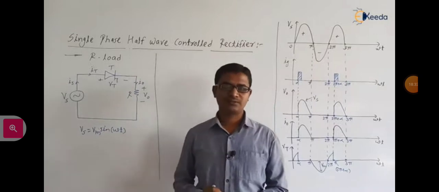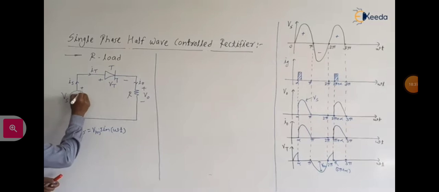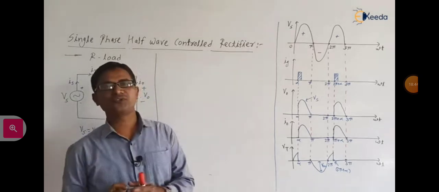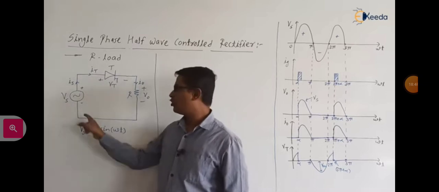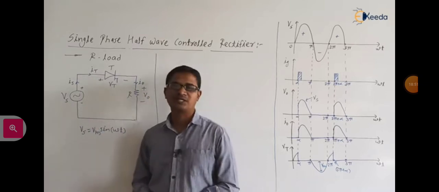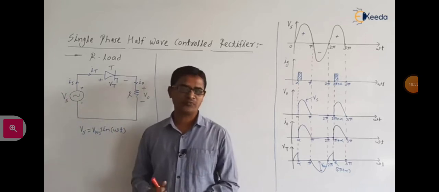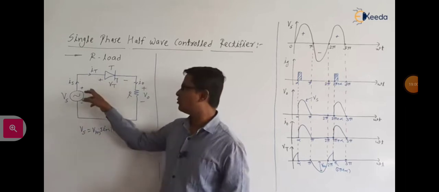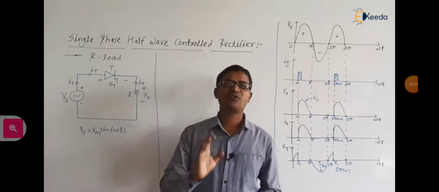Suppose Vs is positive, the polarity will be plus here and minus here. So this is the highest potential point in the circuit, and this is the lowest potential point. When Vs is positive, the highest potential appears at the anode of the thyristor and the lowest potential at the cathode. So the anode is at higher potential than the cathode, and the thyristor will be in the forward bias mode. Point to be noted: when Vs is positive, the thyristor T will be in the forward bias mode.